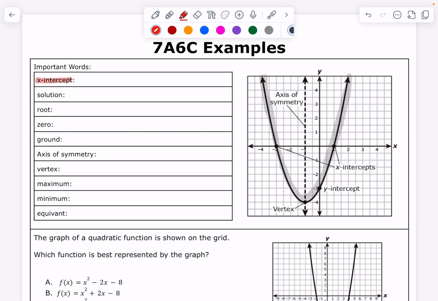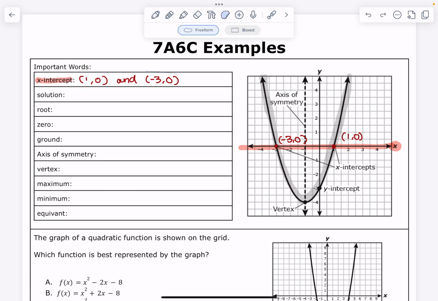Now, let's go back to x-intercepts. X-intercepts are going to be on the x line, left and right. For this example, we have one at (1, 0) and (-3, 0). Now, when it comes to the word solution, remember, solution means the same exact thing. So we can literally just copy these points, and that's our answers right there, solutions.